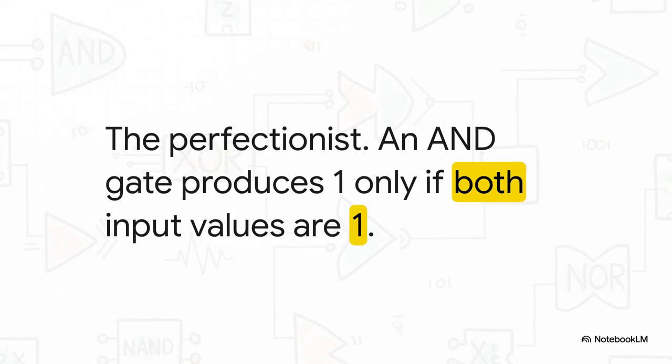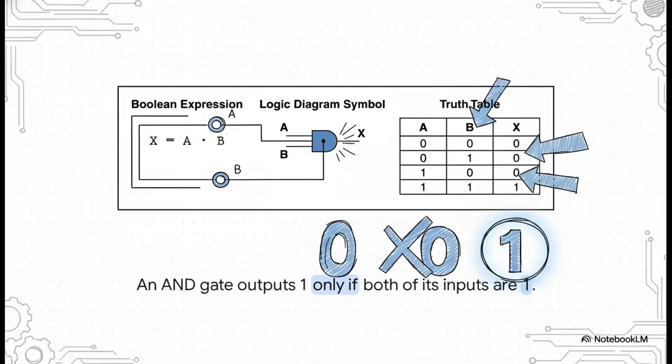Next up, we have the AND gate. Now, unlike the simple NOT gate, this one takes 2 inputs. I like to call it the perfectionist, and that's because it has really high standards. It demands that every single one of its conditions is met before it'll give you a positive result. And this right here shows you its strict nature perfectly. Take a look at that truth table. There is only one single scenario where the output X is a 1, and that's when input A and input B are both 1.